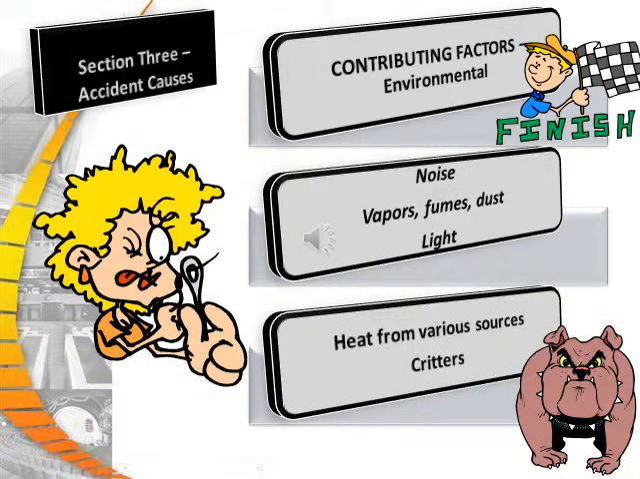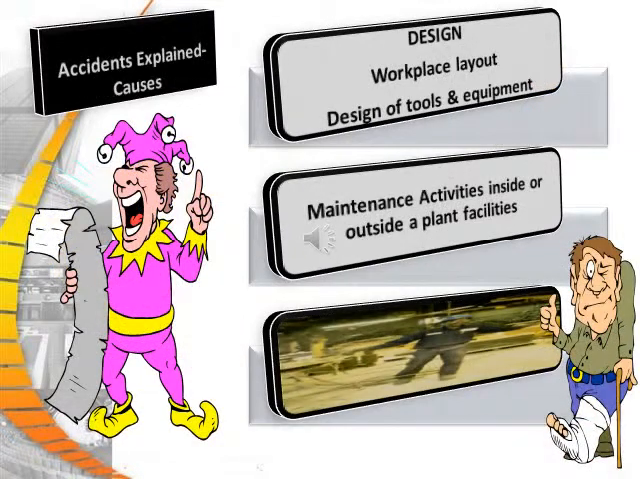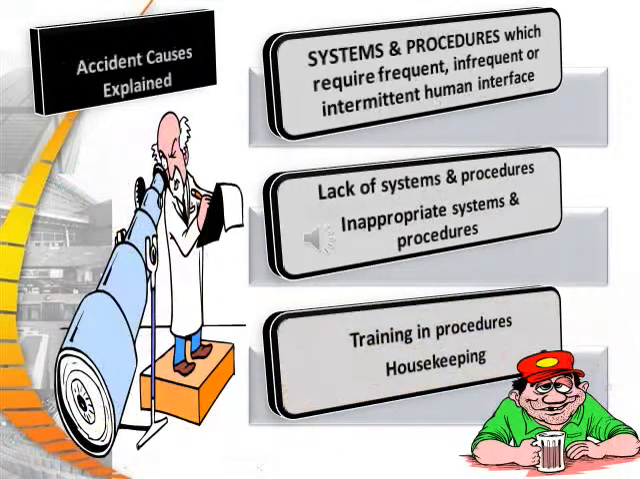Contributory factors include environmental, noise, vapors, fumes, dust, light, or heat from various sources or critters. Causes can also be the design of the workplace layout, the design of tools and equipment, maintenance activities that take place inside or outside the plant facilities or job site, systems and procedures which require frequent or infrequent or intermittent human interface, the lack of systems and procedures, inappropriate systems and procedures, training and procedures, or housekeeping.